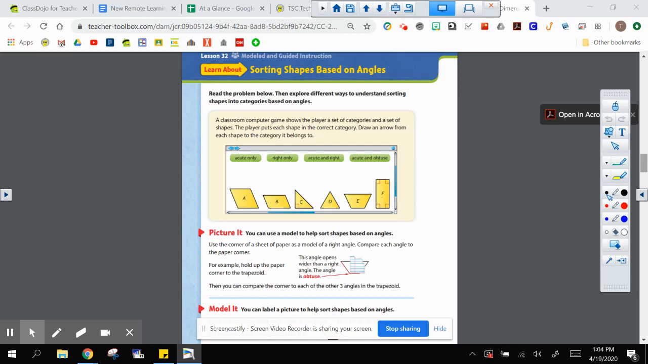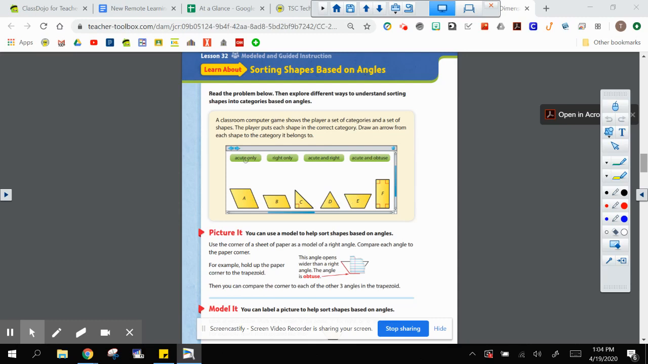So we have a classroom computer game that shows the player a set of categories and a set of shapes. The player puts each shape in the correct category. Draw an arrow from each shape to the category it belongs to. So we have A through F shapes here, and we're trying to sort them based on their angles.